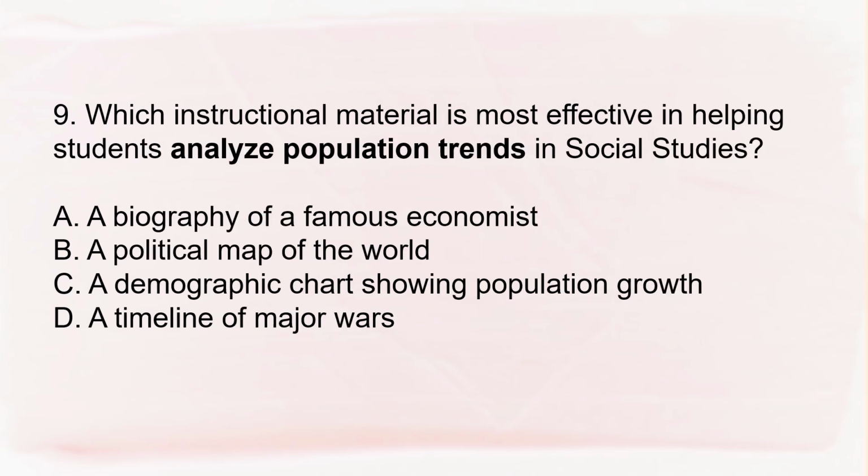Number 9. Which instructional material is most effective in helping students analyze population trends in social studies? Letter A, a biography of a famous economist. Letter B, a political map of the world. Letter C, a demographic chart showing population growth. Or letter D, a timeline of major wars.